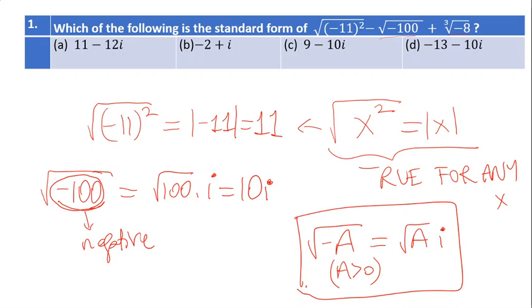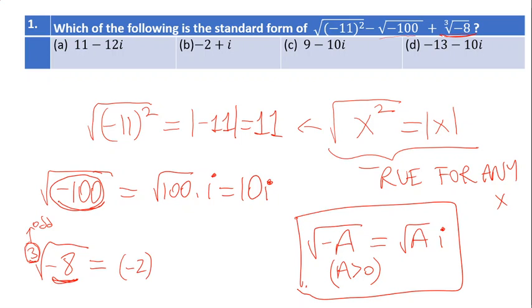Now the other thing is this cube root of negative 8. This negative doesn't make a problem here because the index is odd. Remember this: if the index is odd, it also accepts negative numbers, so the answer will be a real number, not a complex number. You can write this as the cube of negative 2, so it will be negative 2. So you remember this one.